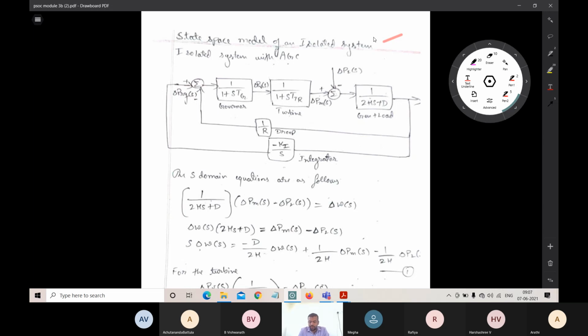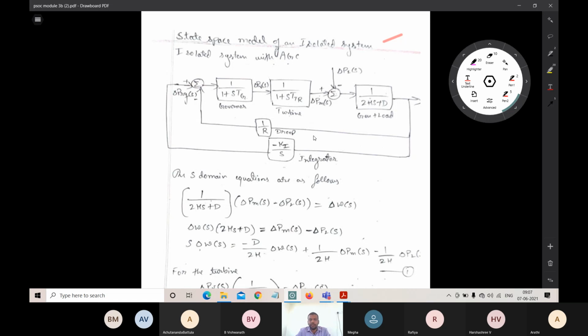This is very useful for single variable, dual variable, and multi-variable systems. In multi-variable systems, these state space vectors, state space variables, and the state space model will be useful. Let's consider first a state space model of an isolated system. We have been observing this system since the second module, and now the third module.